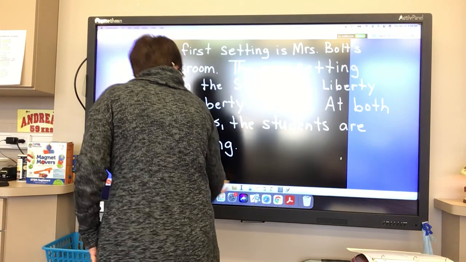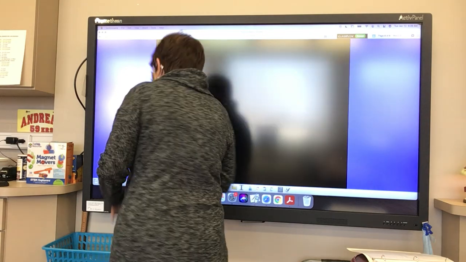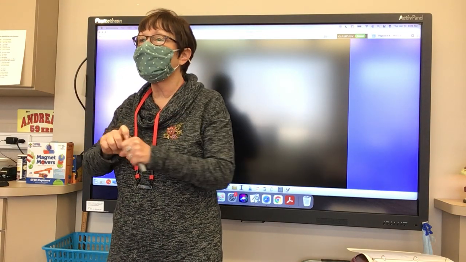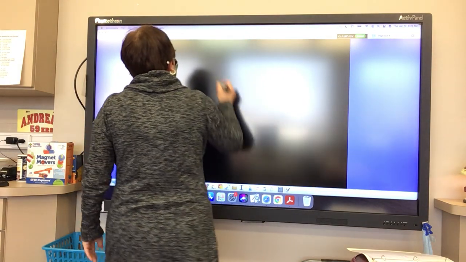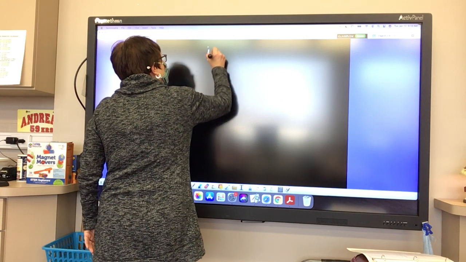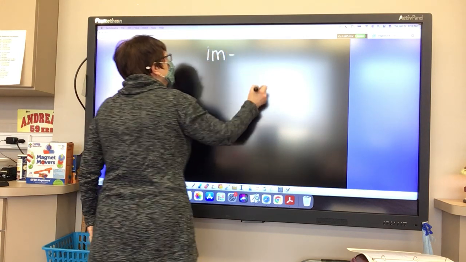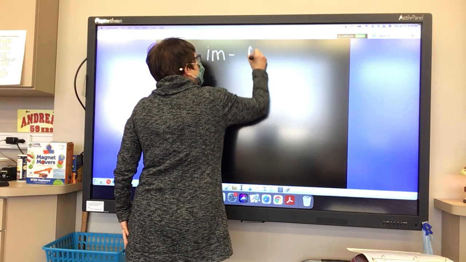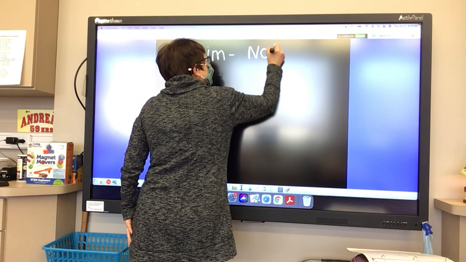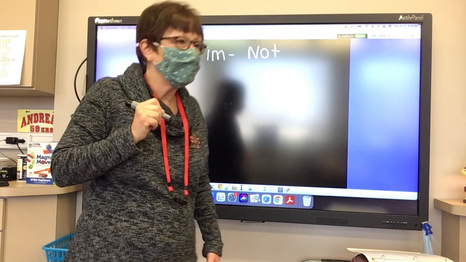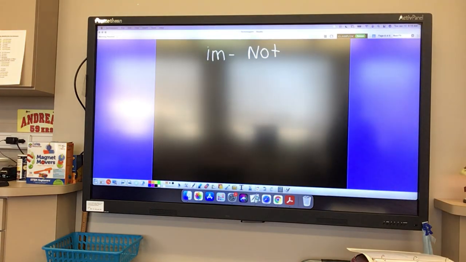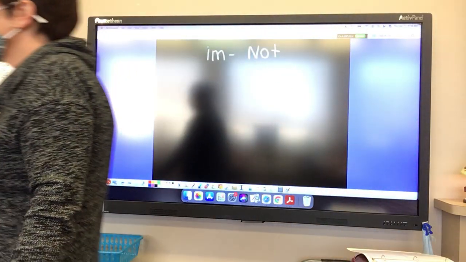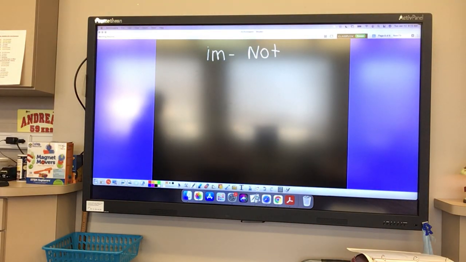Not. So at the top of your notebook page, I want you to write, and I'm going to go to this page to do that for you. At the top, in the white on your notebook page, I want you to write "im," and I want you to write "not," in big letters. "Im" means not. So we know that it means not. In the white, please.